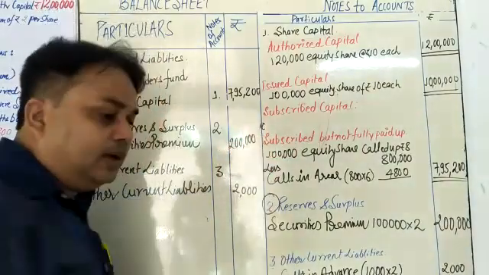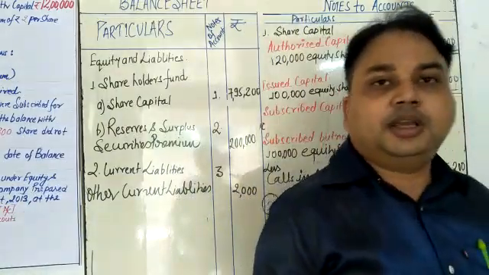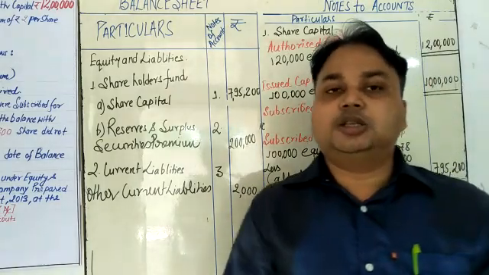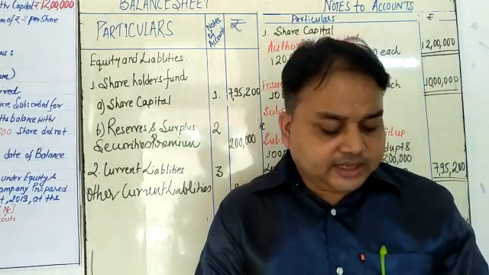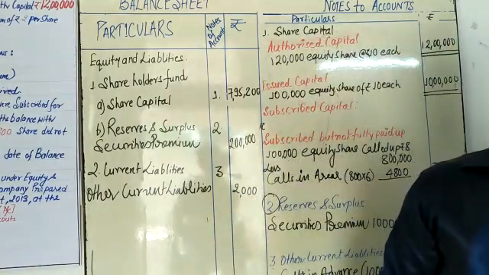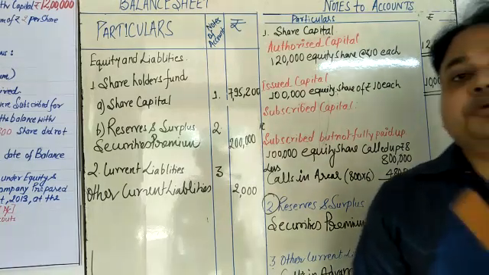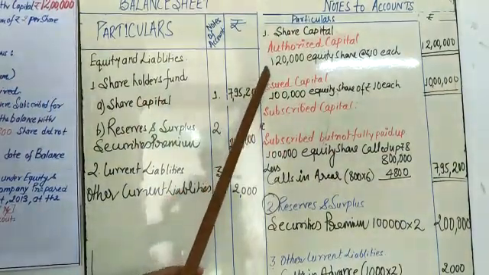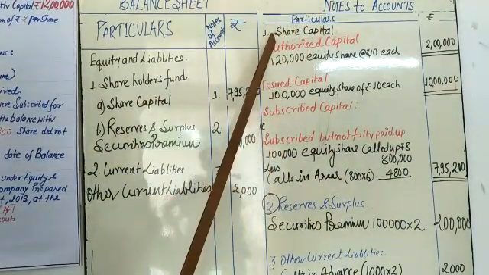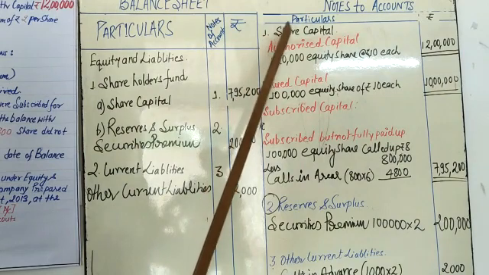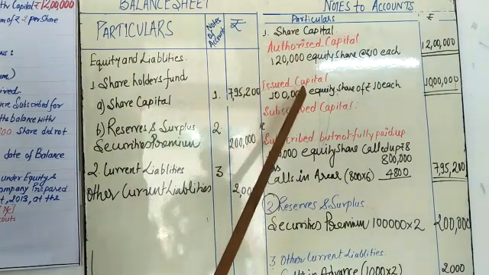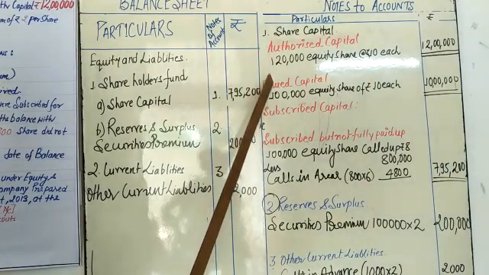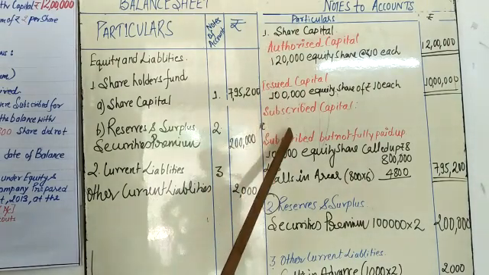Now, my dear student, what did you learn today? You learn today how to write all this amount in the balance sheet. The rule of the balance sheet is that whatever the question gives, you just prepare the notes to account. In note to account number 3, we prepare share capital. It means there are 3 subheads you have to see: authorized capital, issued capital, subscribed capital.